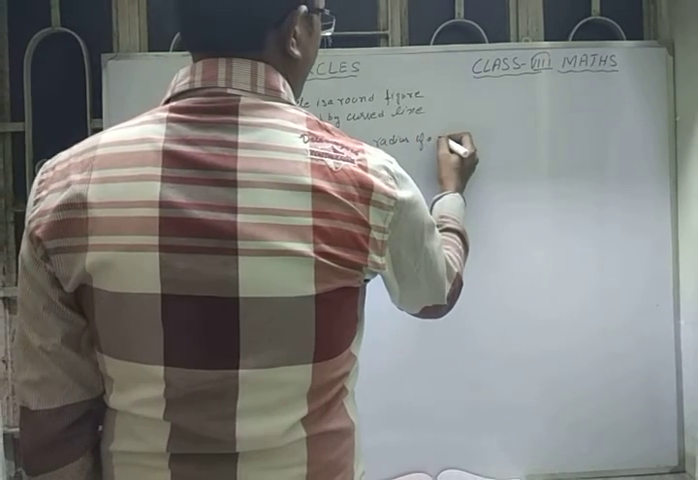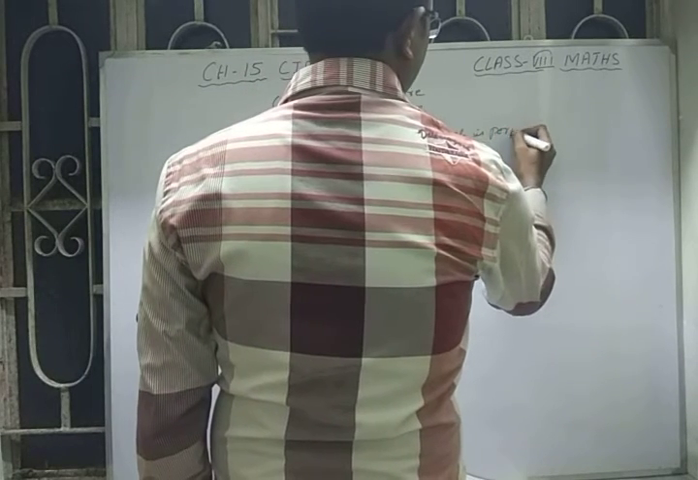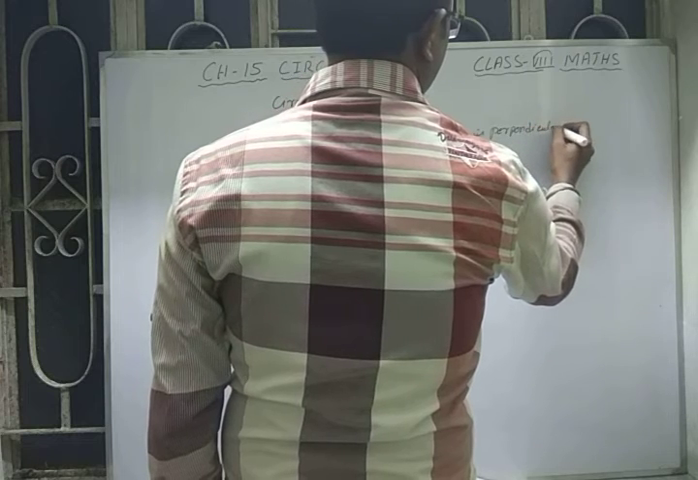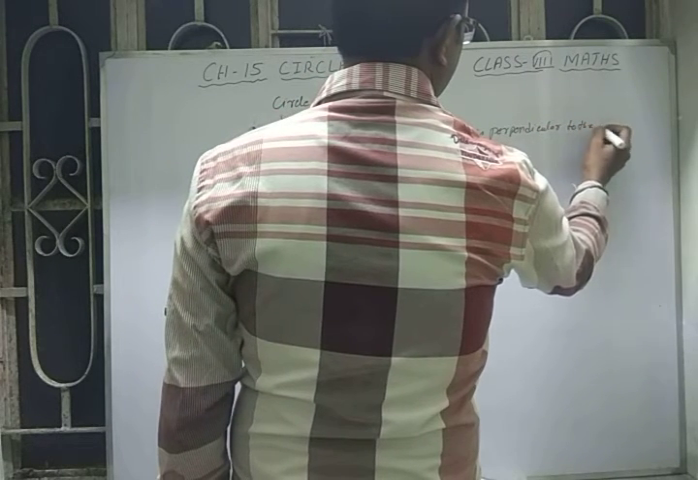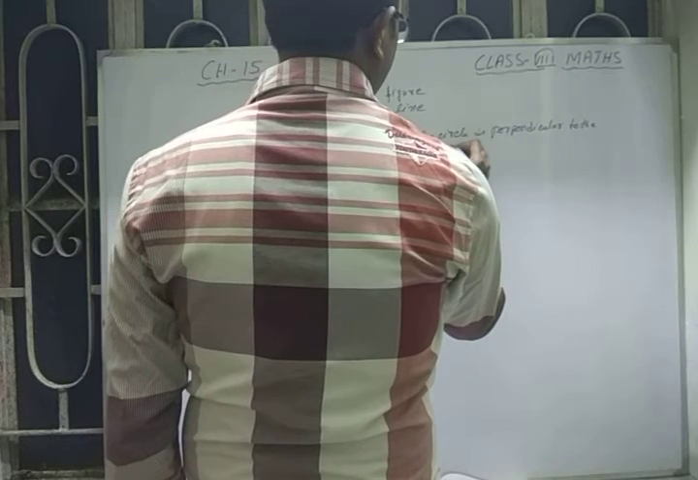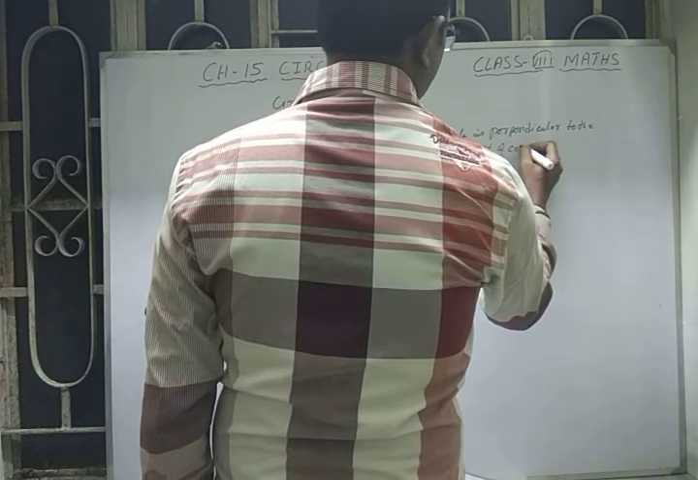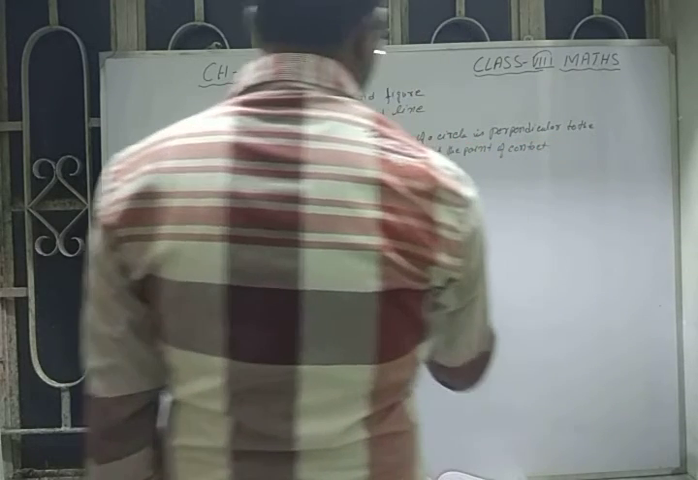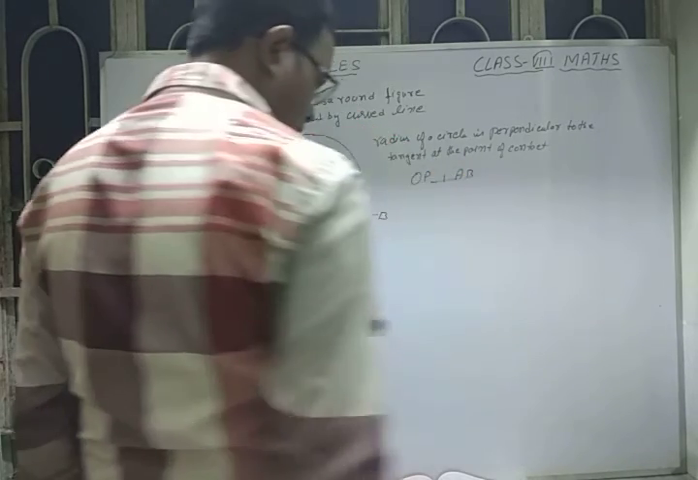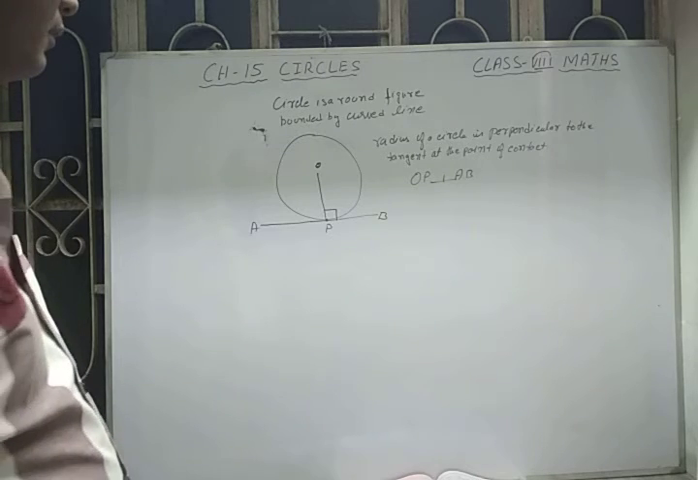So we can say the radius of a circle is perpendicular to the tangent at the point of contact. We can say OP is perpendicular to AB. So this is one theorem.